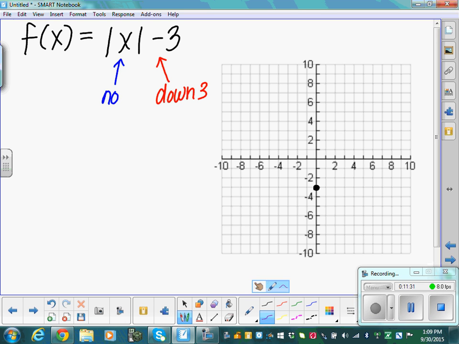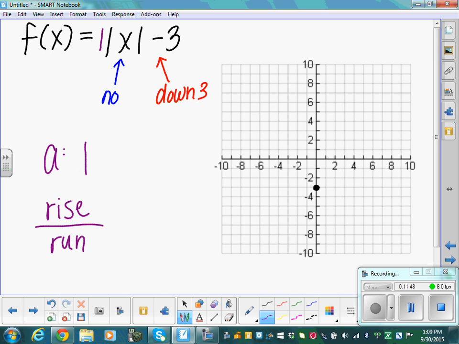And the next thing is to look at your A value. That's in front of the absolute value signs. Now look, there is a 1 in front. So we know that we have a 1, and it's positive 1. It's a slope, so we'll be doing rise over run. Remember that 1 is the same thing as 1 over 1. So our rise is going to be 1, our run is going to be 1.